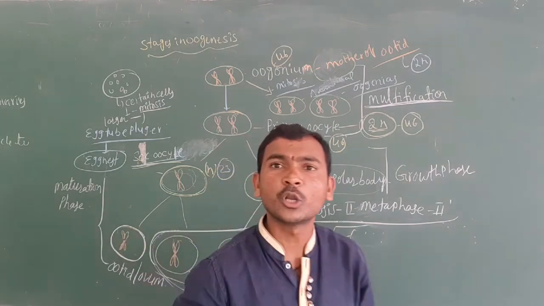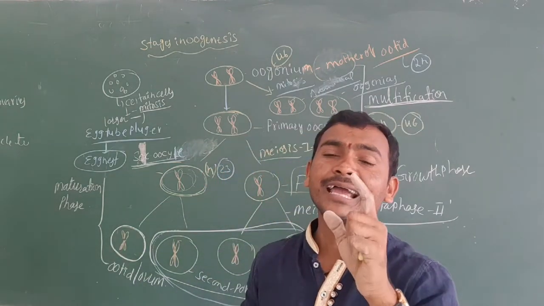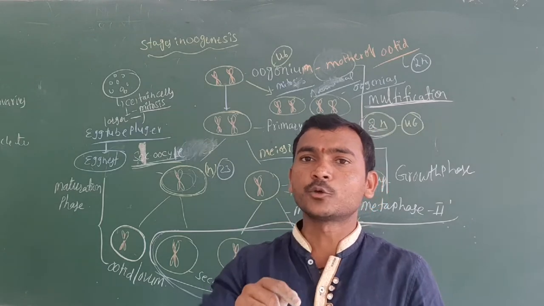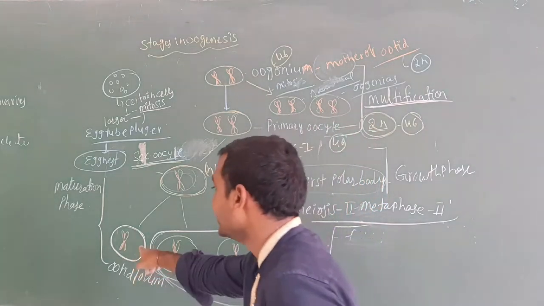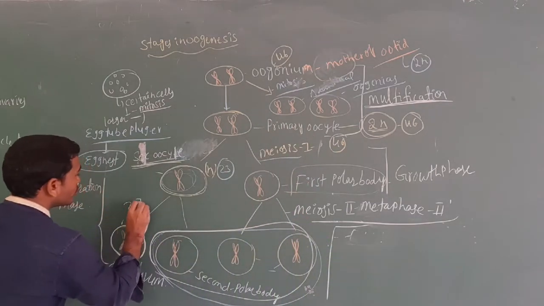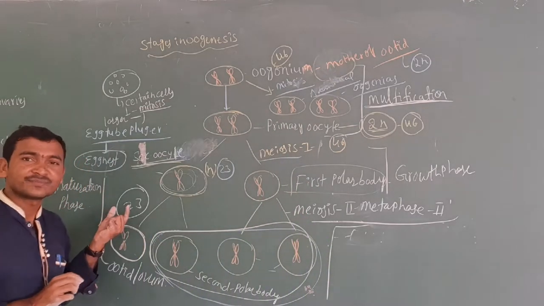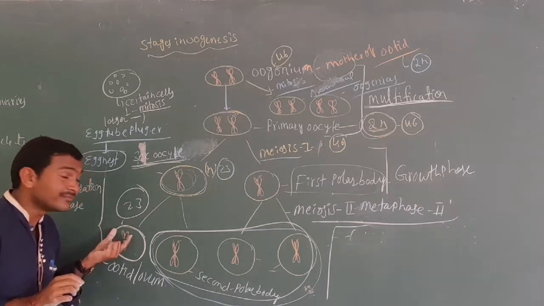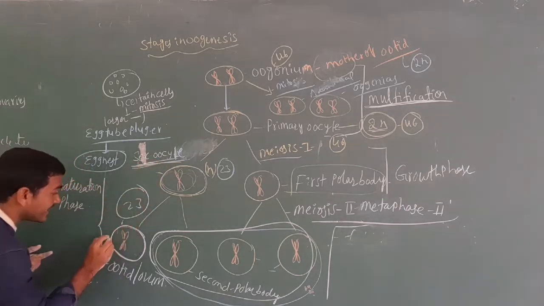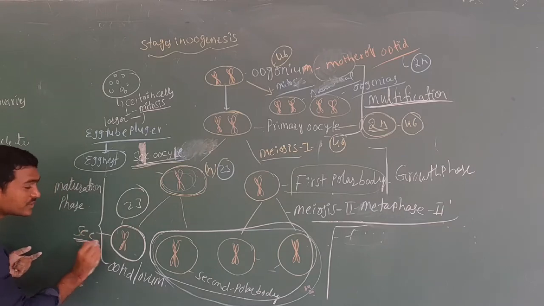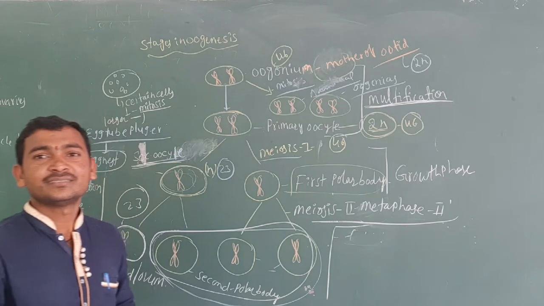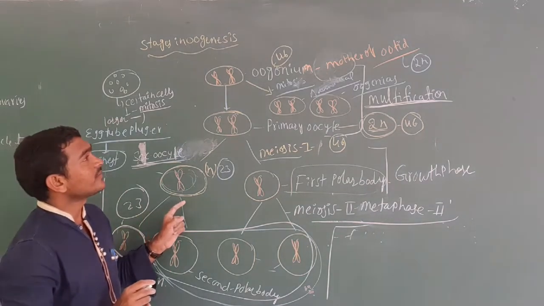What is the work of the polar body? The polar body helps in the development of the high amount of cytoplasm in the ootid. The ootid also has 23 chromosomes. The ootid is nothing but a secondary oocyte. This is about that.